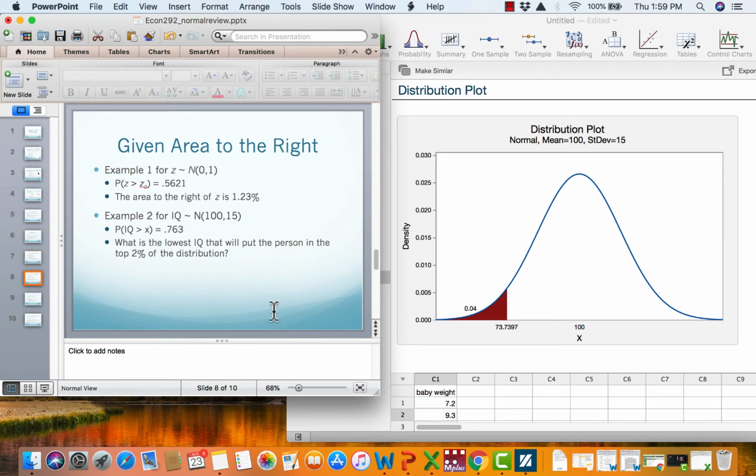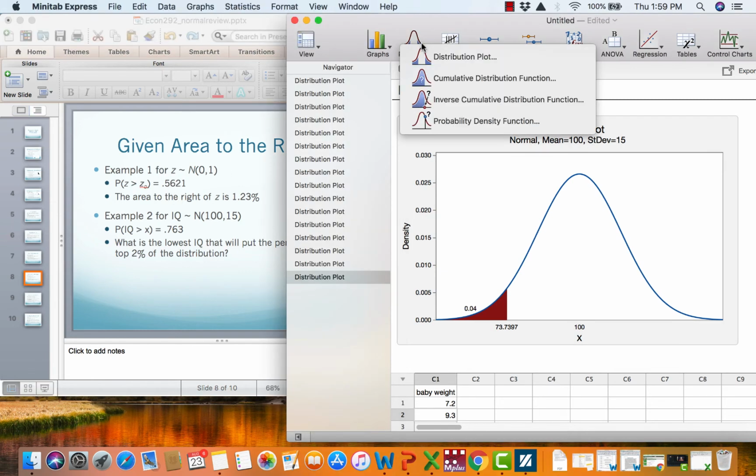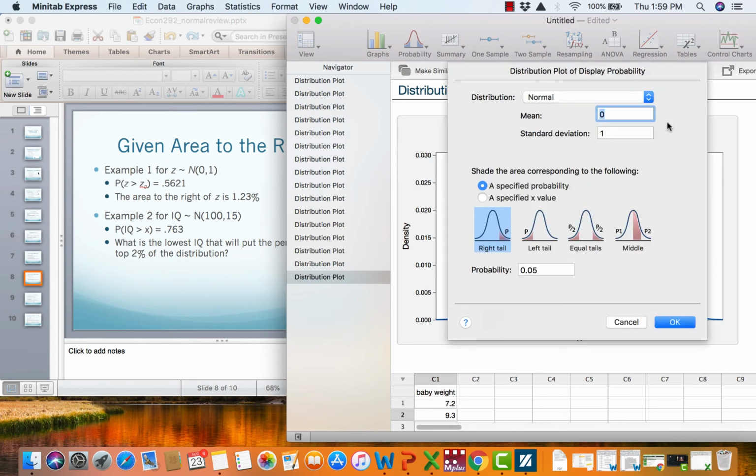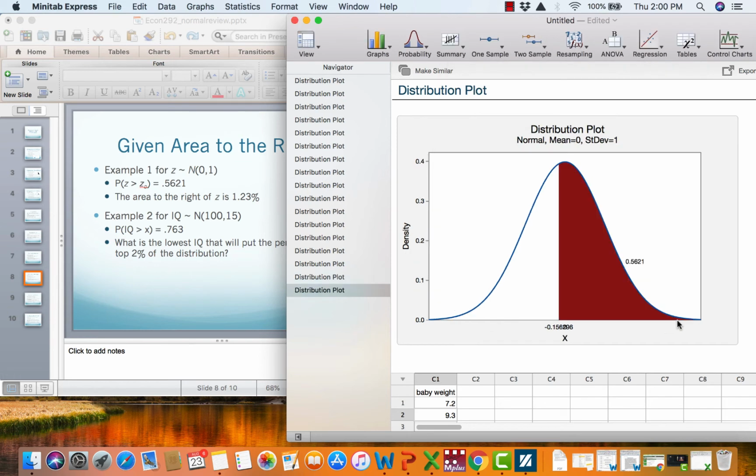All right, let's talk about what happens when you're given the area to the right. All right, so let's go back to the standard normal distribution, and now we want to find the z-score that has 56.21% shaded to the right of it. So we go into distribution plot, display probability. We're back to standard normal, which is 0, 1. We are given the probability. It is now right tail, all right, because our sign says greater than, or what I like to say is it points to the right. And we need to change the probability to 0.5621, and we say okay.